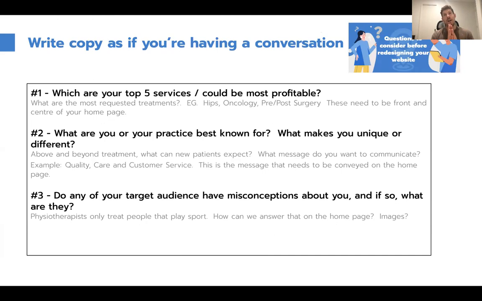I believe it's fine to have the technical talk on the service, modality page or condition page, because there's an element of having to prove that you know your stuff. But on the home page and the about page, it's about letting them know the type of clinician or clinic that you are. I like to dive into your top 5 services. It could be the most profitable service, and what are the most requested treatments? Is it hips, oncology, pre or post surgery? These need to be front and center of your homepage.